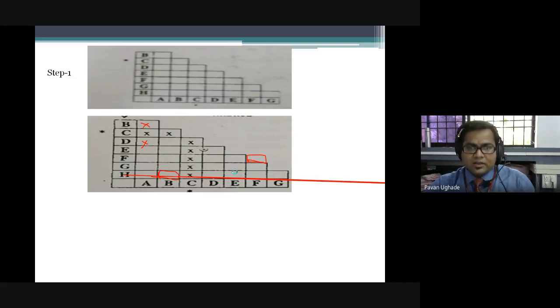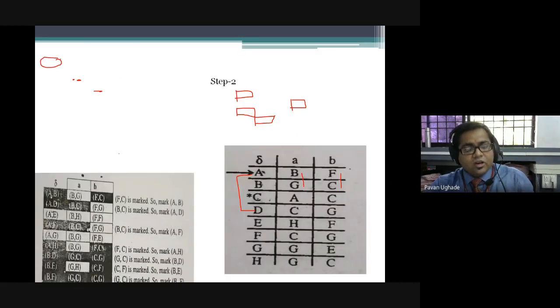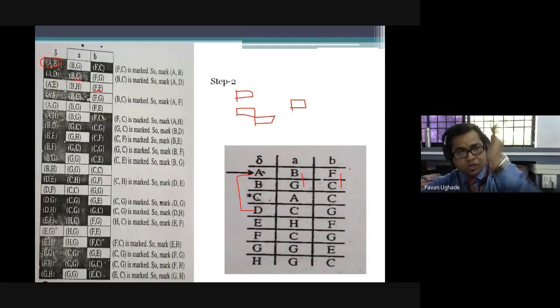In step 2, what we are checking now is the remaining cells which are empty. We take them up, write the pair first, get its transition over A and B, and check the resulting pairs with respect to the previous table in step 1 that we have designed.